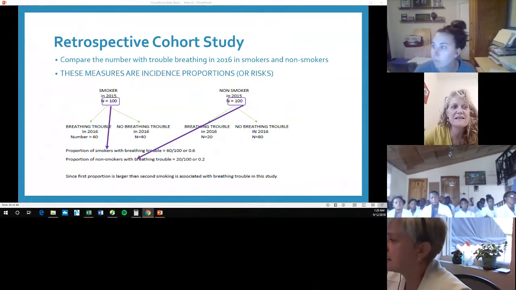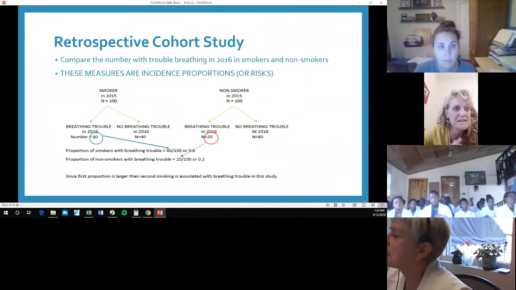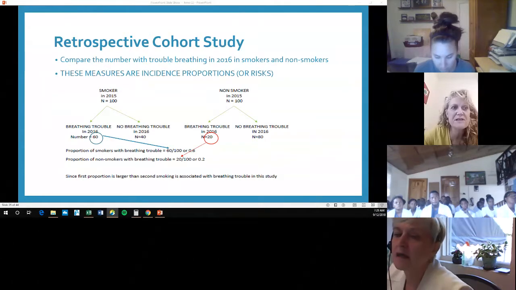Okay. So we see that, let's see in the slide, we see that we had 100 smokers and 100 non-smokers.